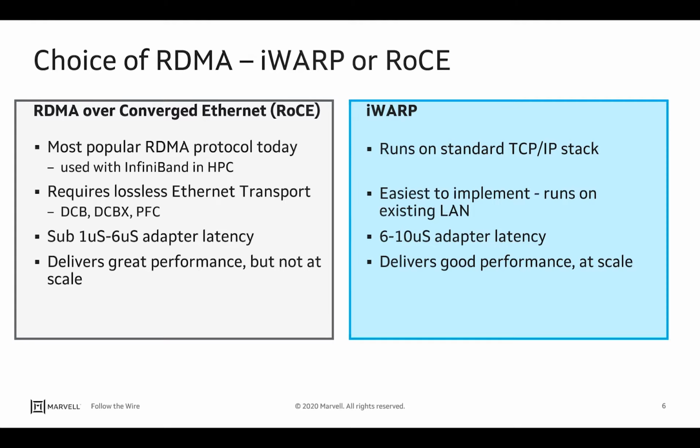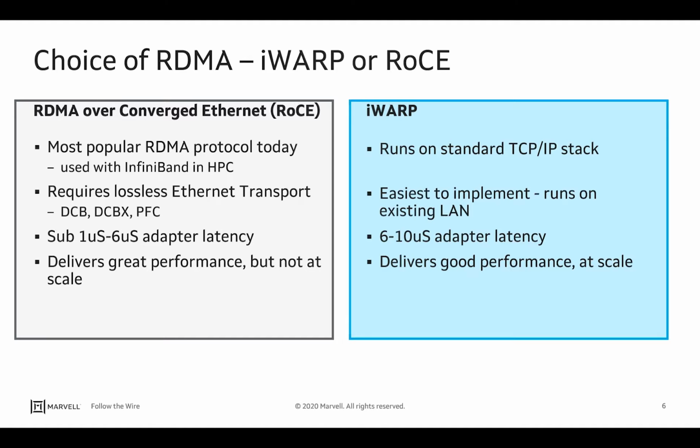Now, another RDMA protocol available today is iWARP. There's no fancy acronym, it's just iWARP. And this runs on standard TCP/IP stacks, leveraging TCP congestion management. And that makes it the easiest by far to implement. Just enable it on the adapter and run on the existing network.